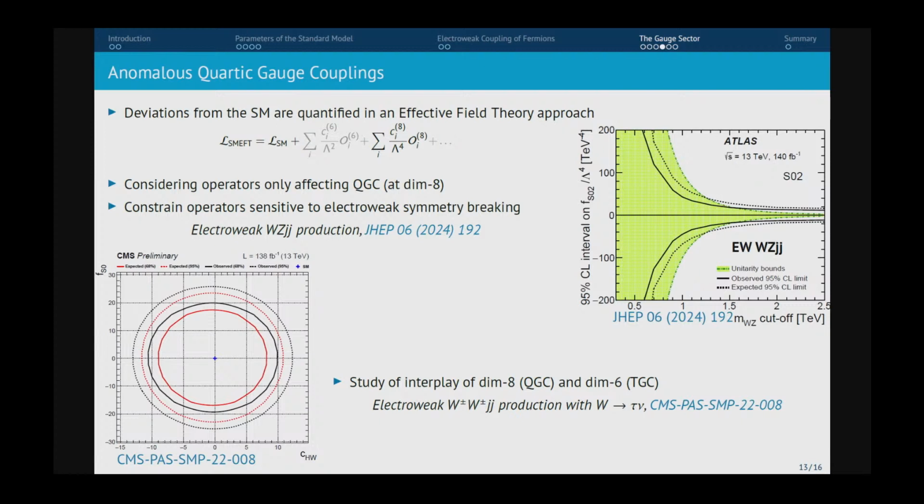A very nice study from CMS was done in WW scattering, where they studied the interplay of anomalous quartic gauge couplings and anomalous trilinear gauge couplings. You see here the same parameters shown up here, the same operator, and an operator modifying the coupling of the Higgs boson to the W boson.